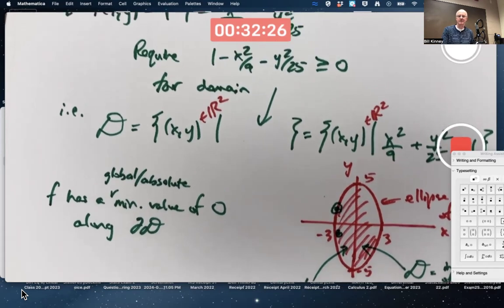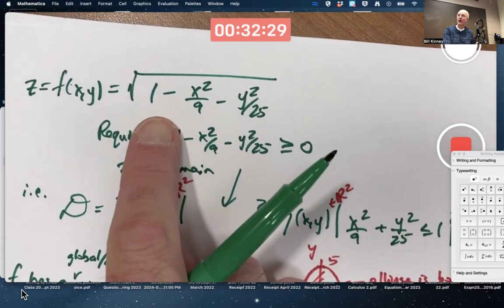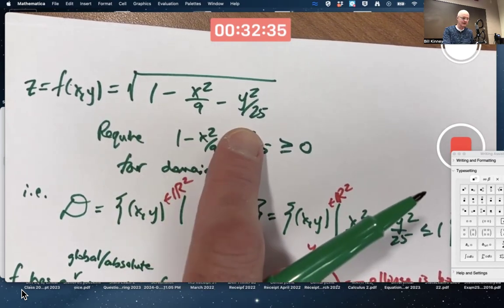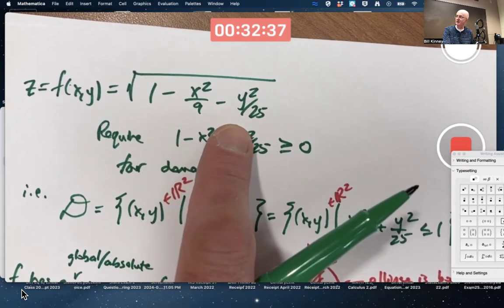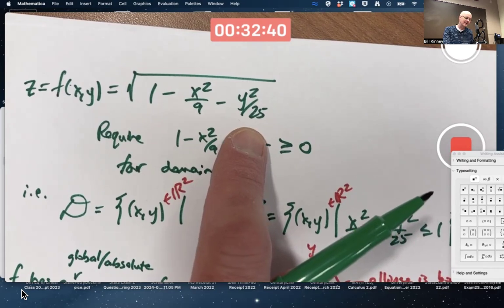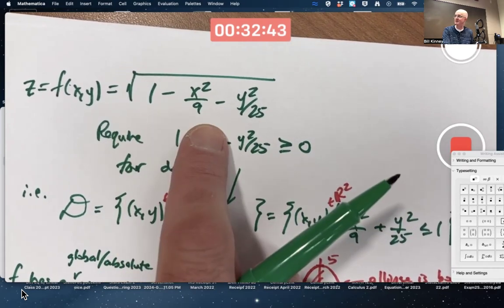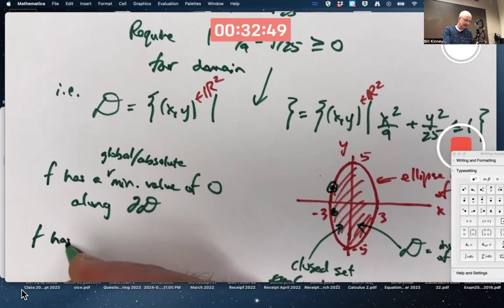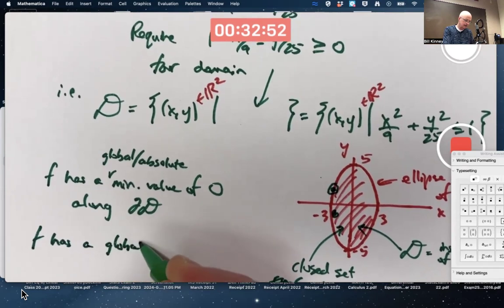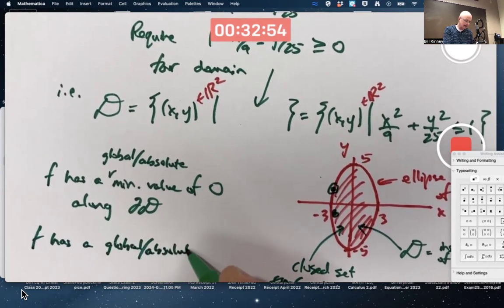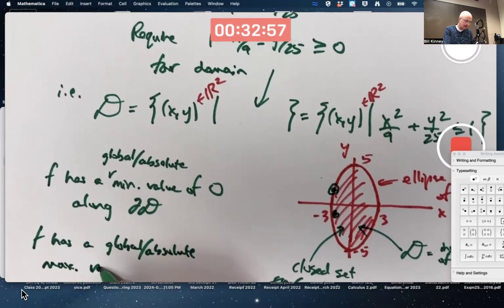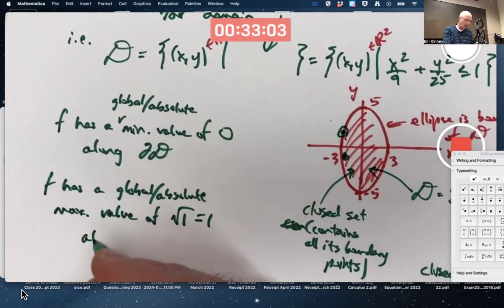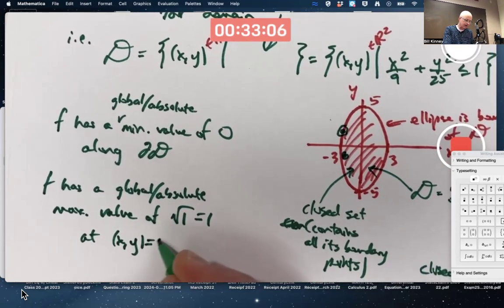It's got a maximum value. Where's the biggest this could possibly be? The square root of 1 is the maximum value, because if you're at the origin, if x and y are both 0, that makes what you're subtracting as small as possible. You're subtracting 0, so 1 minus that is as big as possible, and the square root is also as big as possible. F has a global / absolute maximum value of the square root of 1, which is 1, at one point, x, y equals 0, 0.